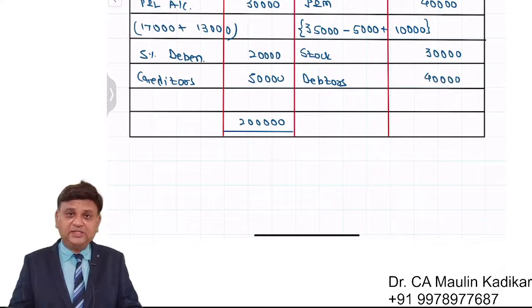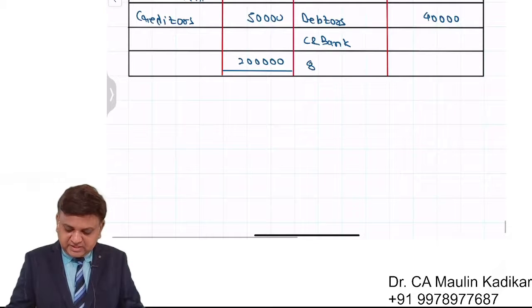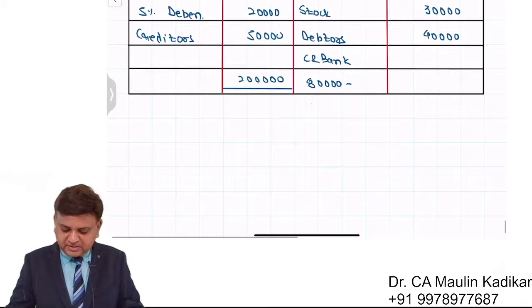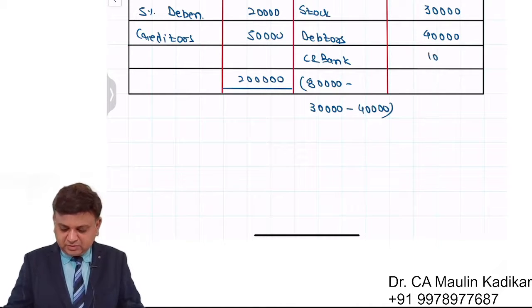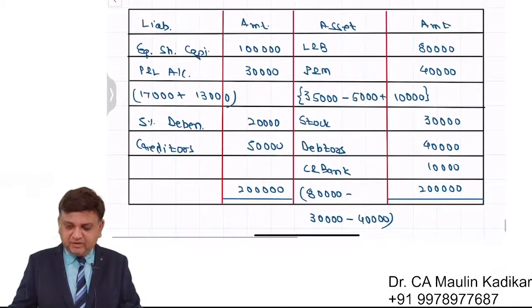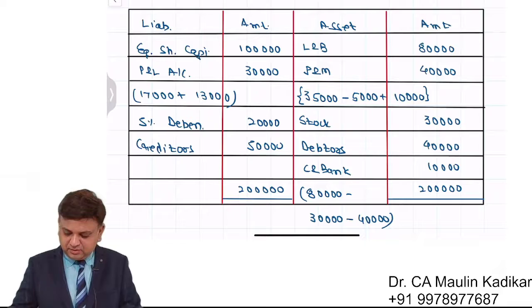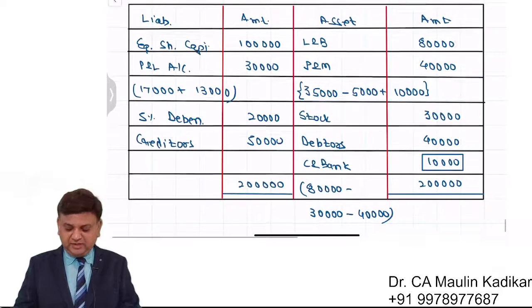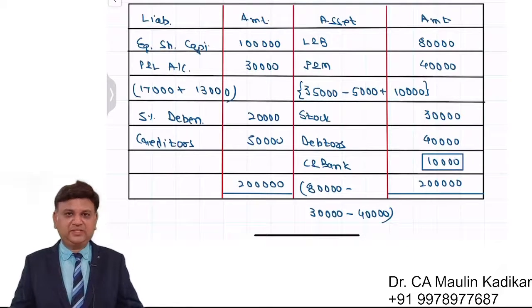And we know that the total current assets is 80,000. So the remaining is the cash in bank. It is 80,000 minus 30,000 minus 40,000. So the answer would be 10,000. So the total of the assets would be 2 lakhs. This is the way we are supposed to make the calculation of the answer. This cash in bank is found as the balancing figure. You may write other current assets on the safer side because nowhere has it been given that it is cash in bank. So that is also a valid answer that you may present.